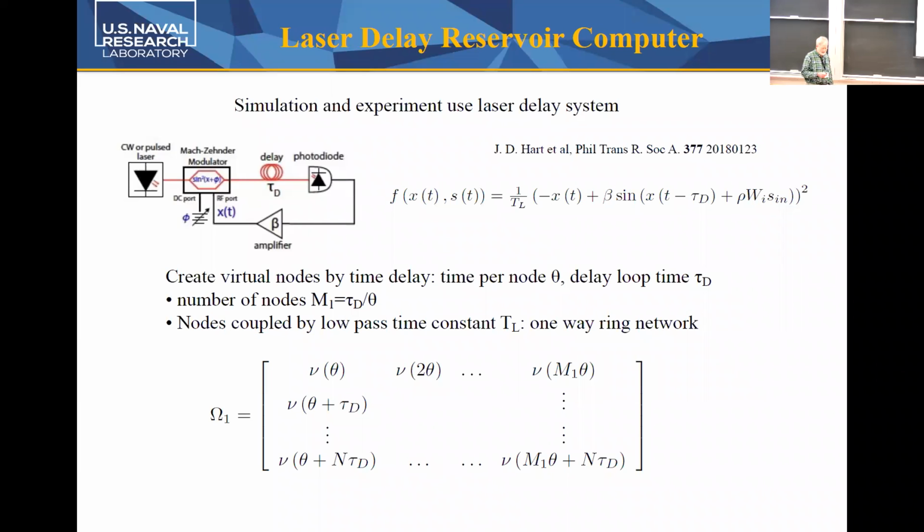So for both simulation and experiment, I'm going to use a laser delay system. In this case, we have a solid state laser. It goes through a Mach-Zehnder interferometer, which has a sine squared nonlinearity, then a delay loop, a photodiode, and an amplifier. We create virtual nodes here by time multiplexing. So we just sample this delay loop at different times to create our nodes.